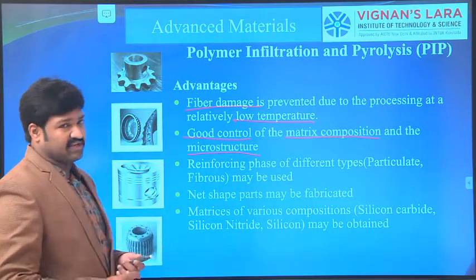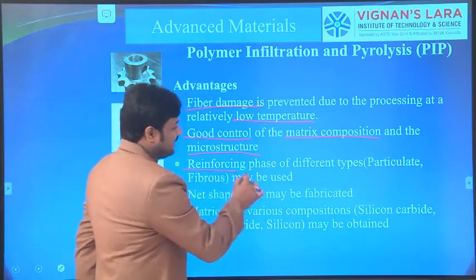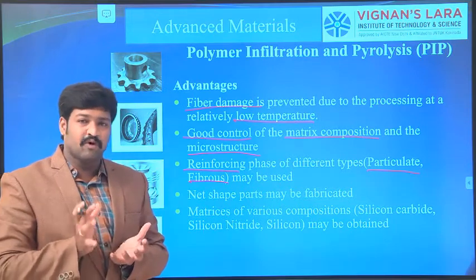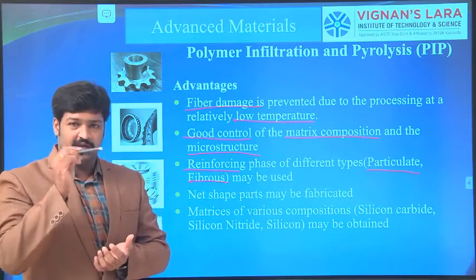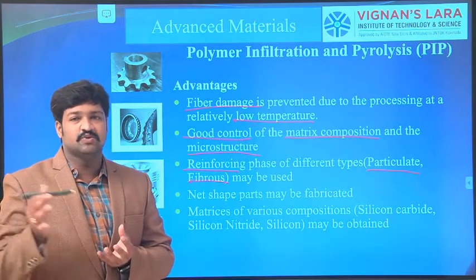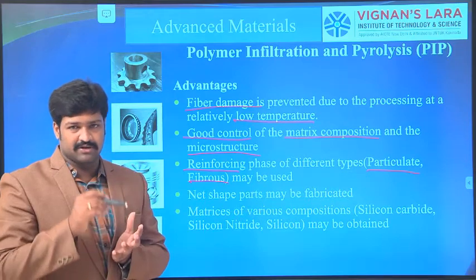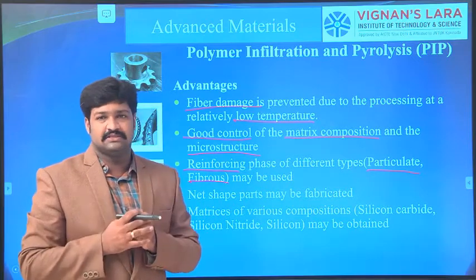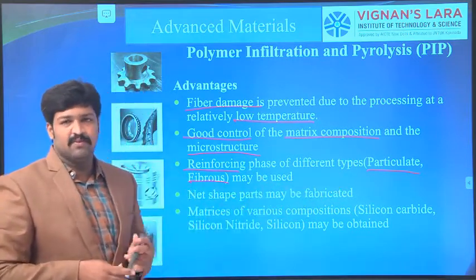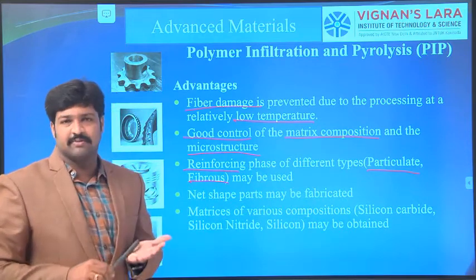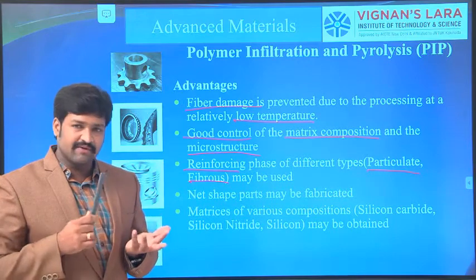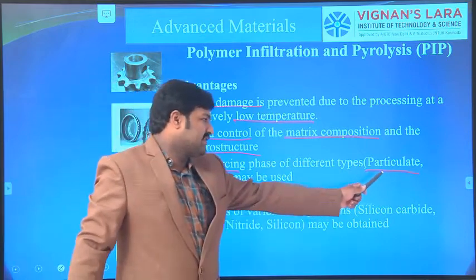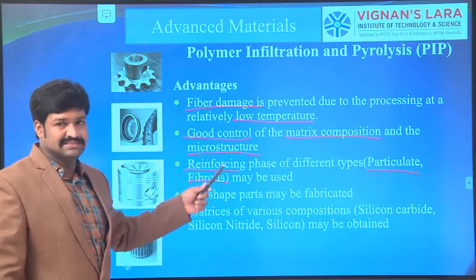Next, reinforcing phase of different types. Our reinforcement might be in any phase, like particulates or fibrous. Whatever it is, ultimately we require a porous preform. Porous in the sense that it should have spaces to infiltrate the matrix material. It might be loose fibers or particles. If we join a number of particles by powder metallurgy, we can prepare this preform. So by means of powder metallurgy we can get a porous compound. To infiltrate the matrix material we require porosity. Depending upon the application we can go for particulates or fibers. Both are possible in this process.